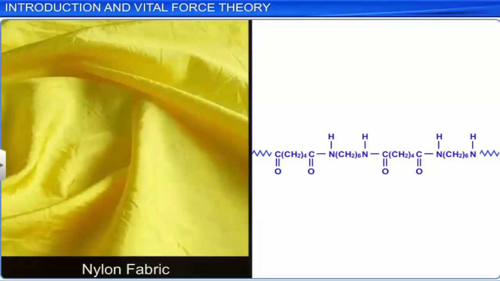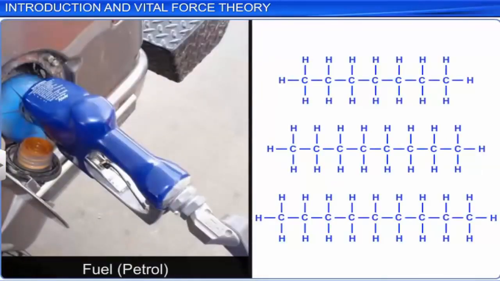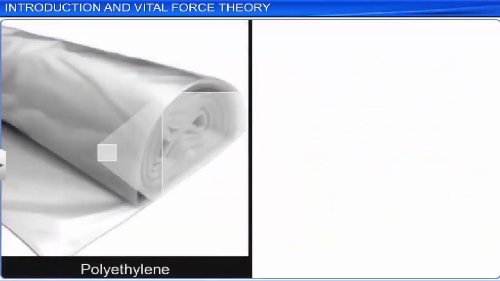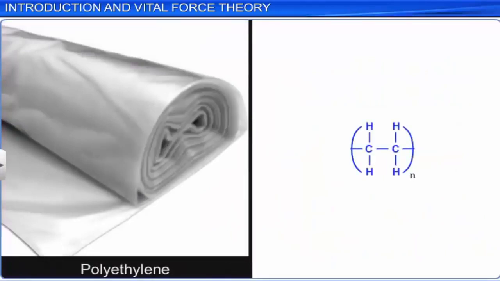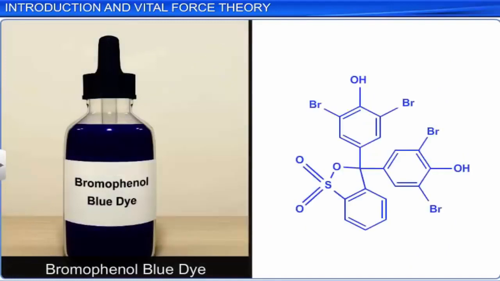In fuels, as a mixture of C7 to C9 hydrocarbons. In polymers, like polyethylene. In dyes, such as bromophenol blue. And in medicines, such as aspirin.